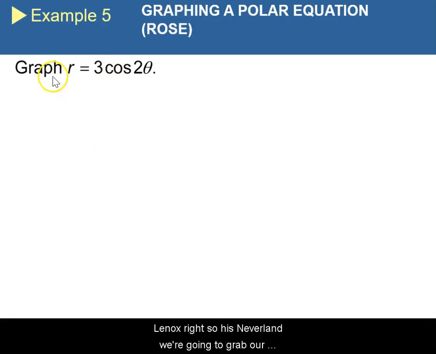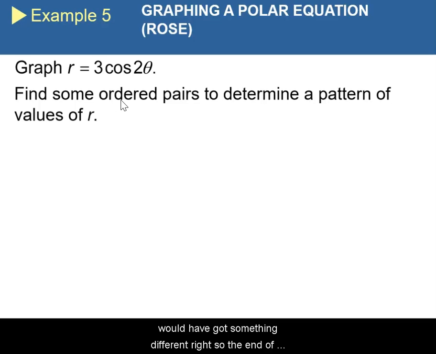So here's another one. We're going to graph r equals 3 cosine 2 theta. So again, very similar to what I did in the previous exploration. If I had done sine instead of cosine, I would have got something different, right? So at the end of this video, I'll play around a little bit. I suggest you do the same. There's some really cool things you can get out of these graphs, right? So here we're going to graph r equals 3 cosine 2 theta.